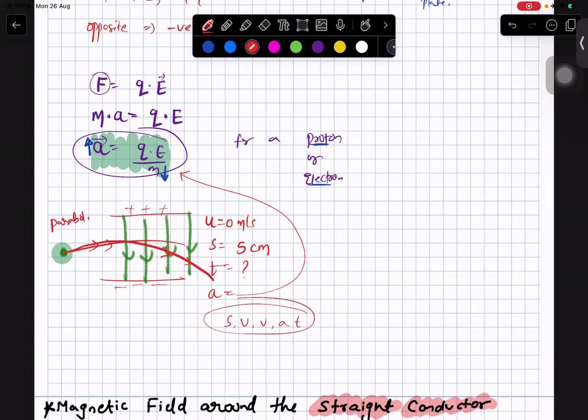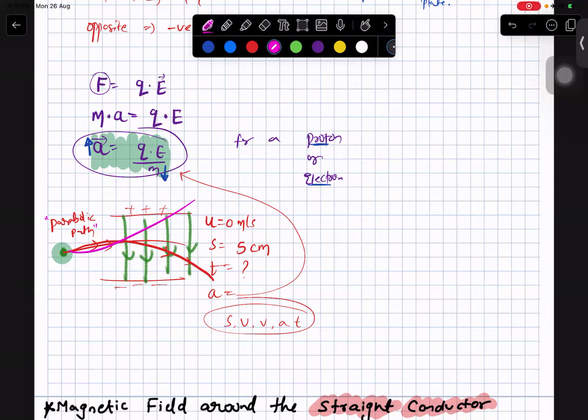Parabolic path, so it would just be projectile motion, and you can use all these projectile motion concepts over here. But what if the charge is negative in this case? Then it'll go opposite, like it'll go upward, but the path will always be parabolic.